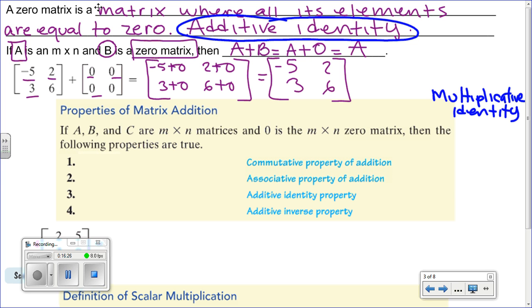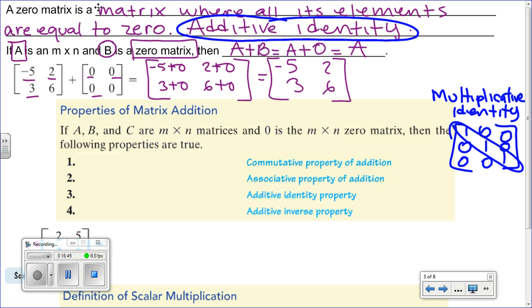Right. So the multiplicative identity is the one that looks like that. So this is the main diagonal. But don't worry, we'll revisit that on Wednesday.